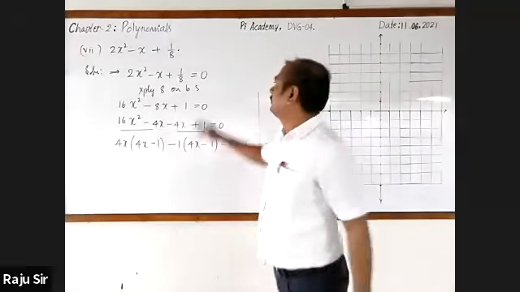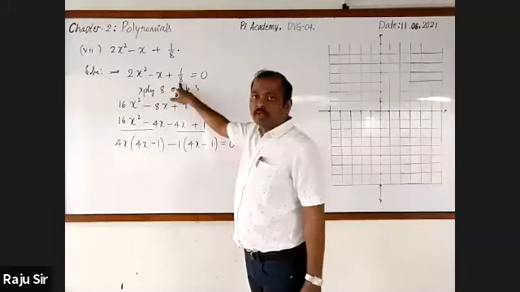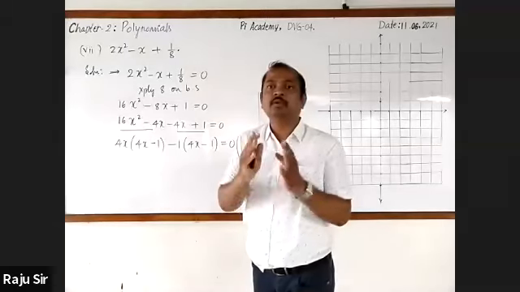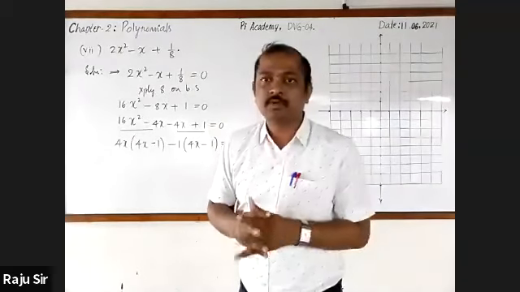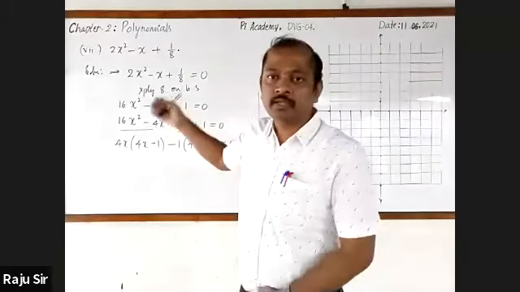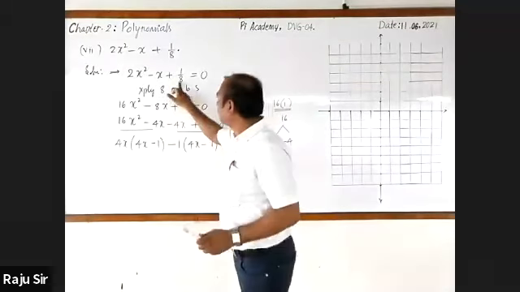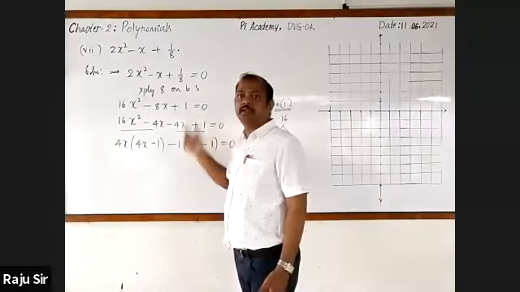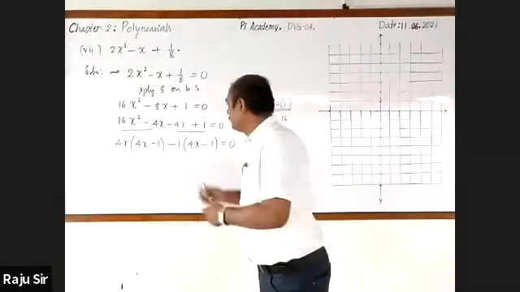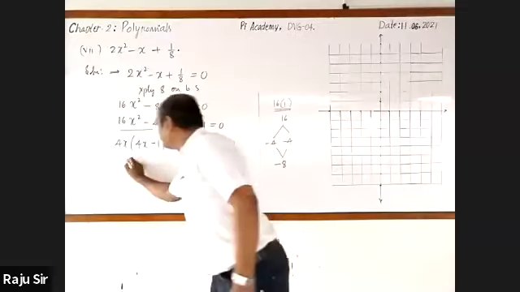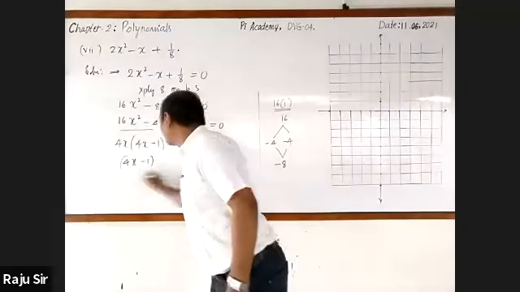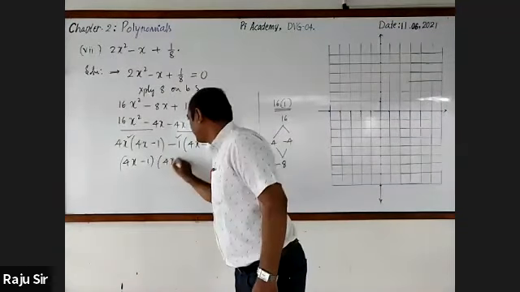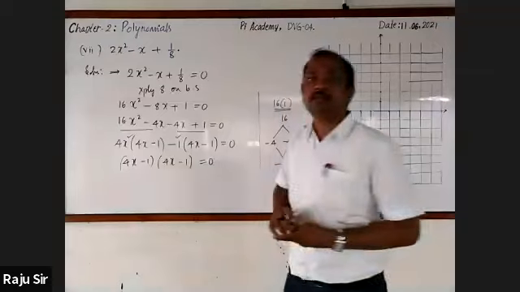Both are same. You are asking why 8 should be multiplied. Without multiplying also, you can find the zeros. But to make the calculation simple, we will multiply by 8. Then we will get only integers. It will be easier. Here in the whole statement, 4x minus 1 is a common factor, and the remaining is again 4x minus 1. This is equal to 0.